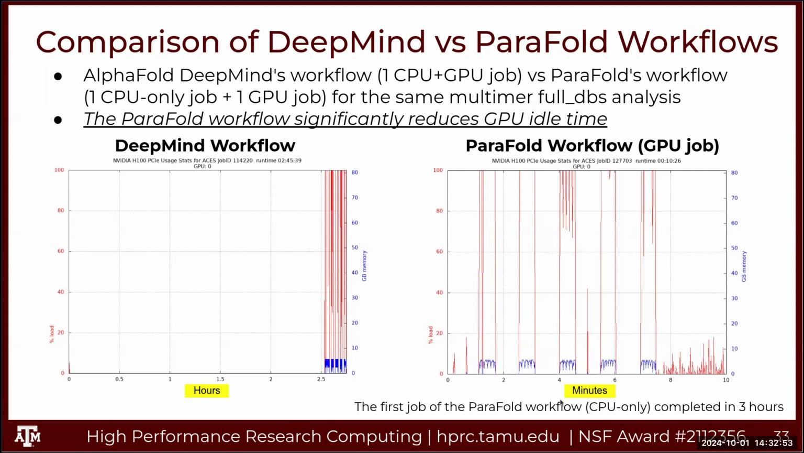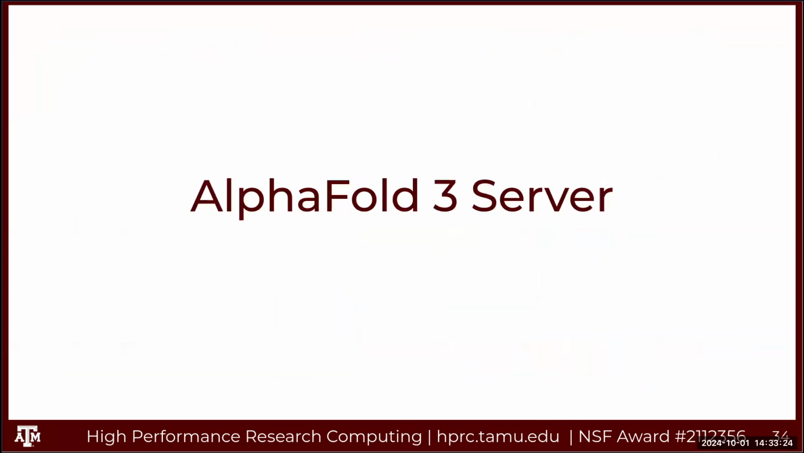So with the Parafold workflow, this is the GPU job. You can see it only took 10 minutes to get the GPU job complete. The first job was the CPU only job. That was the 3 hours. So we didn't hold the H100 idle for 3 hours, since we scheduled it on the CPU only. You can see how useful the Parafold workflow is, and it does use the AlphaFold code in the background. All right. Any questions so far?